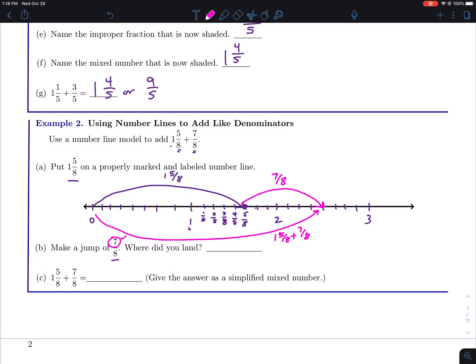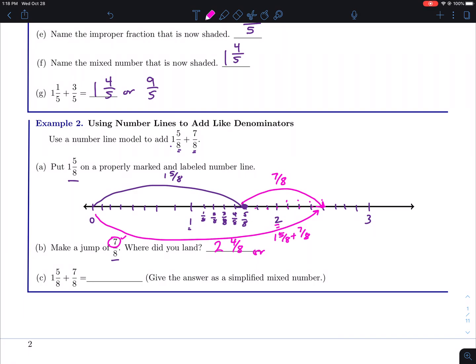So where did we actually end up? We've got the whole number 2, so we know it's going to be 2 and something. Now we just have to count over how many tick marks to get the fraction part. We've got 1/8, 2/8, 3/8, 4/8. So where did we land? We landed at 2 and 4/8.